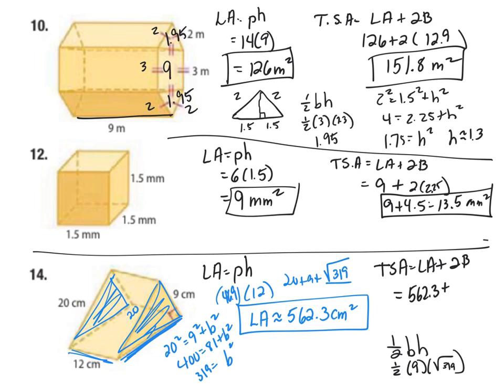So the area of one triangle is going to be the square root of 319, and I'll multiply that times 0.5 times 9. That's going to give me two bases of about 80.4 each. So my 462.3 plus the two 80.4s give me a total surface area of 723.1 square centimeters.